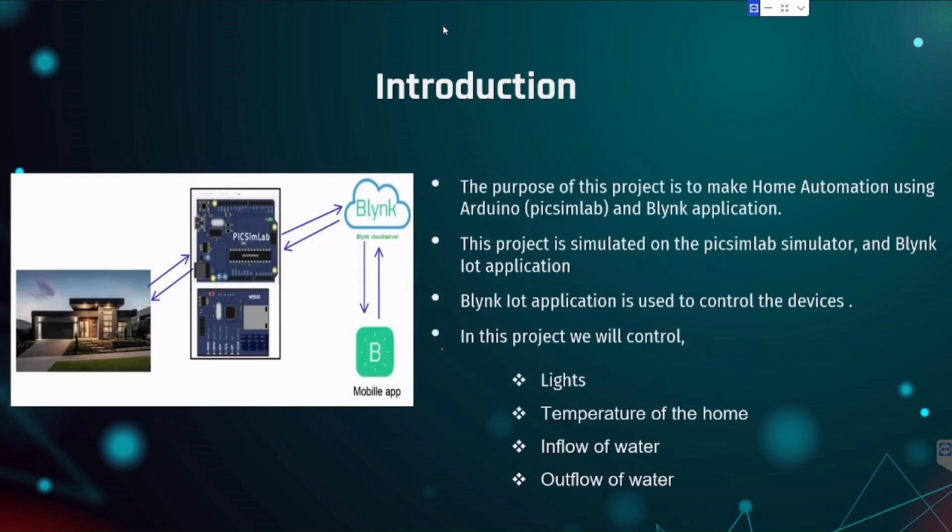First we'll see the introduction of the project. The purpose of this project is to make home automation using Arduino and Blynk application. This project is simulated on the Proteus Lab simulator and Blynk IoT application. Blynk IoT application is used to control the devices. In this project, we will control the lights, temperature of the home, inflow of water and outflow of the water.